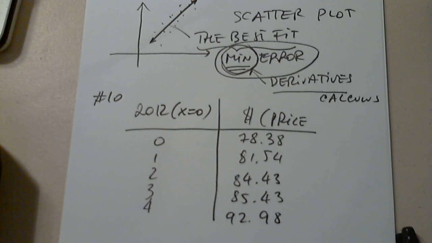78.38, 81.54, 84.43, 85.43, and finally 92.98. Good. I would like to see the scatter plot. Okay. I go to second and quit. I go to second and stat plot. I will choose number 1. I will turn it on. I will choose the first item.